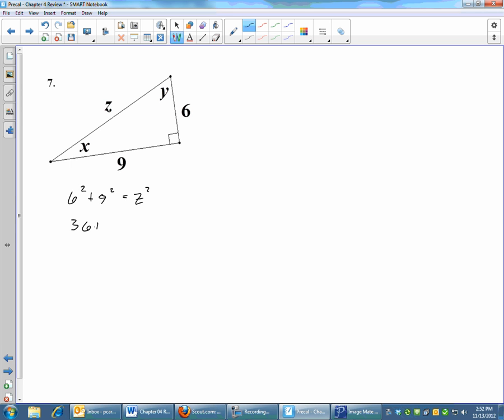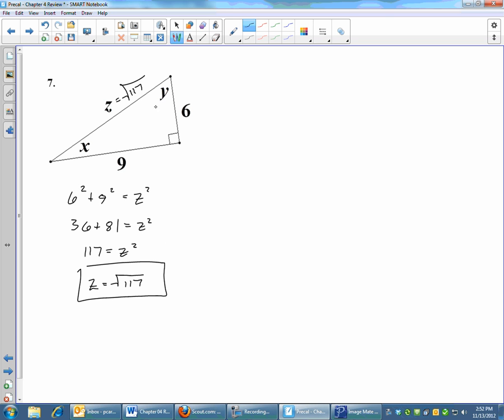6 squared is 36. 9 squared is 81. 36 and 81 is what? 117. And you get z to be the square root of 117. And I'm perfectly okay if you leave your answer like that. If you want to punch it in and get a decimal approximation, you can, but there's really no need to. Square root of 117 is good enough.